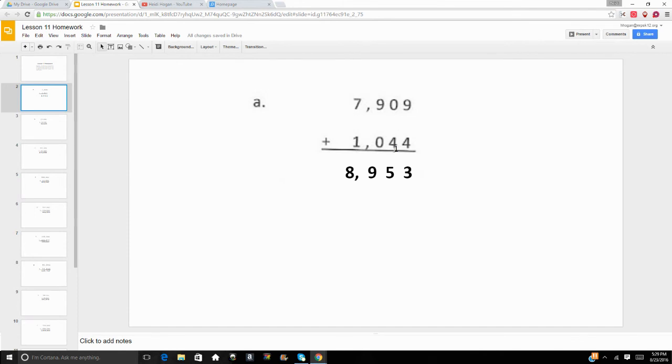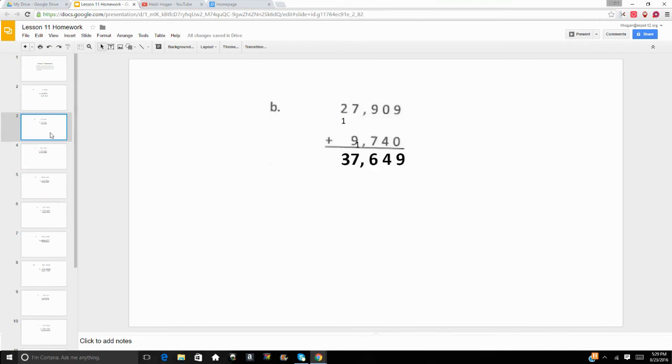So then we have 4 plus 1 is 5, 9 plus 0 is 9, and 7 plus 1 is 8. Let's move on. 9 plus 0 is 9, 0 plus 4 is 4, 9 plus 7, 9, 10, 11, 12, 13, 14, 15, 16. So we know we can't have 16 hundreds. So 10 of them need to be regrouped into the thousands. And we have our 1 here.